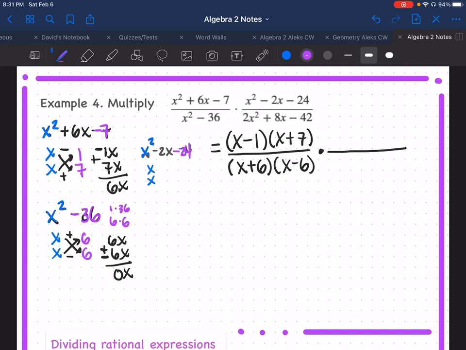Hmm. 2 times 12? No. 3 times 8? No, that would give me 5. 4 times 6. 4 times 6, I can make that be 2. 4x, 6x.